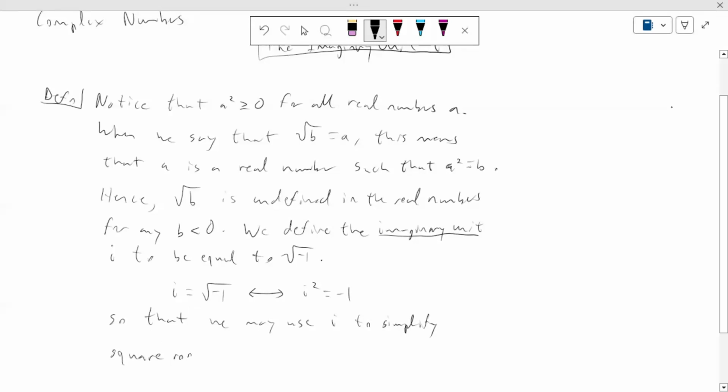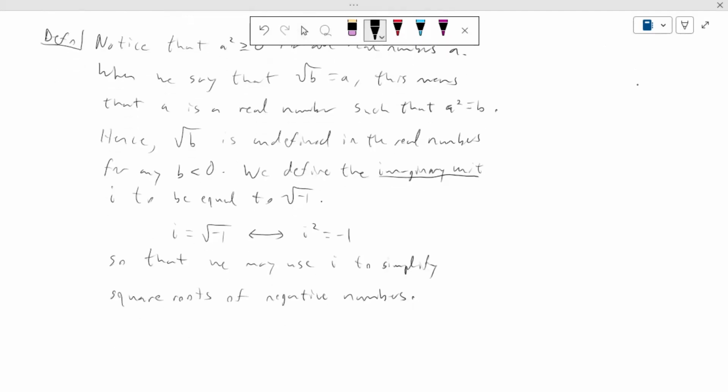Square roots of negative numbers. Okay. And I'll give an example of this. First, I'll pause here because I want everybody to write that down.